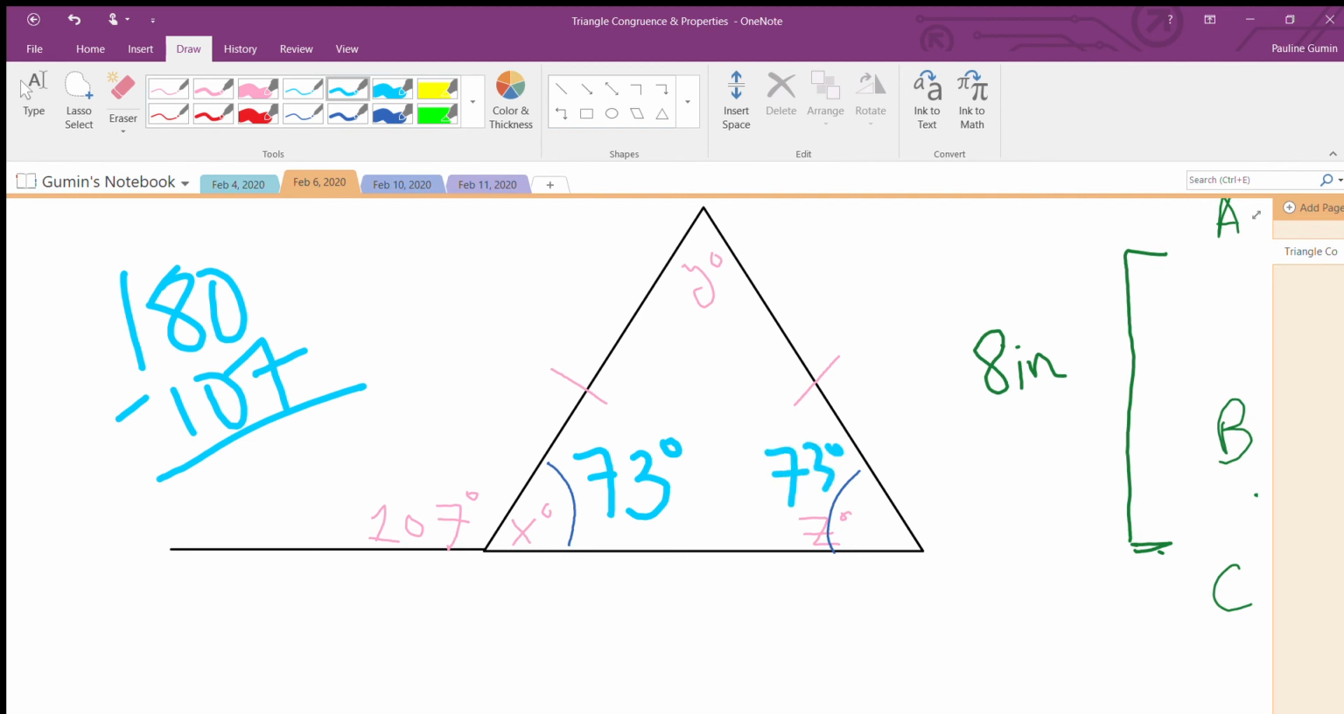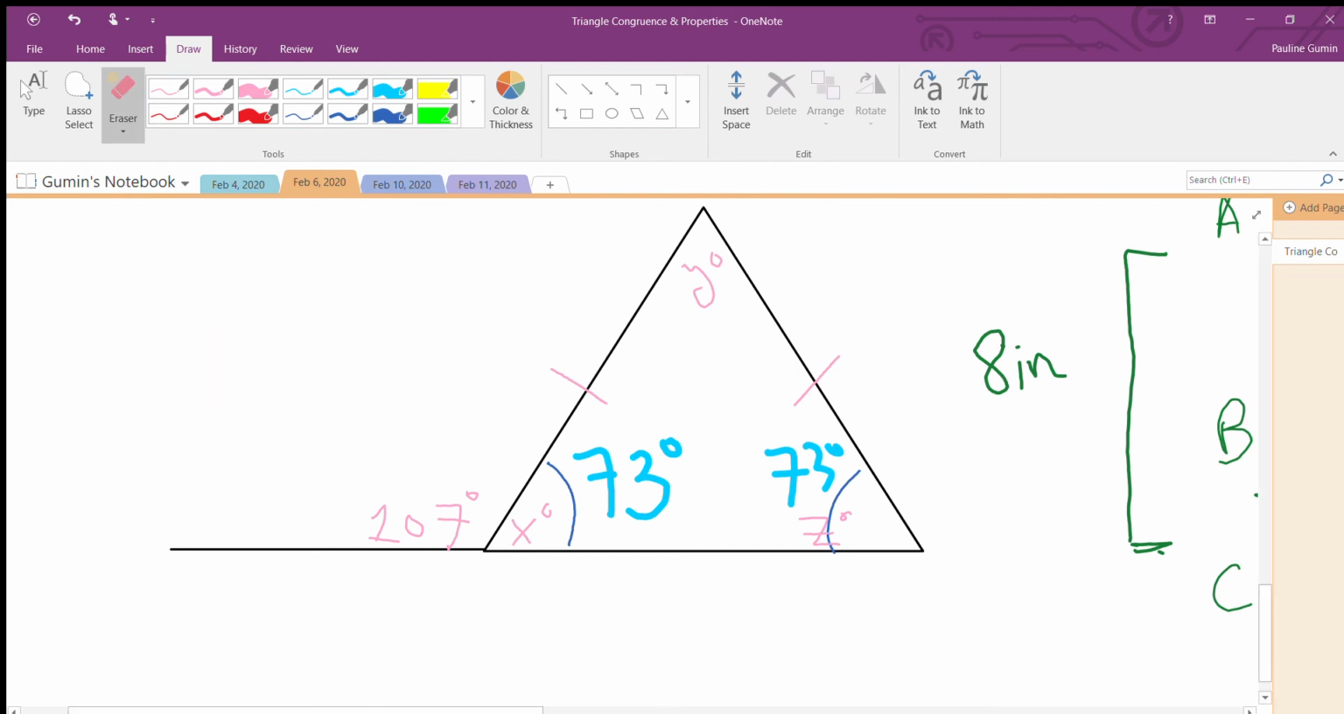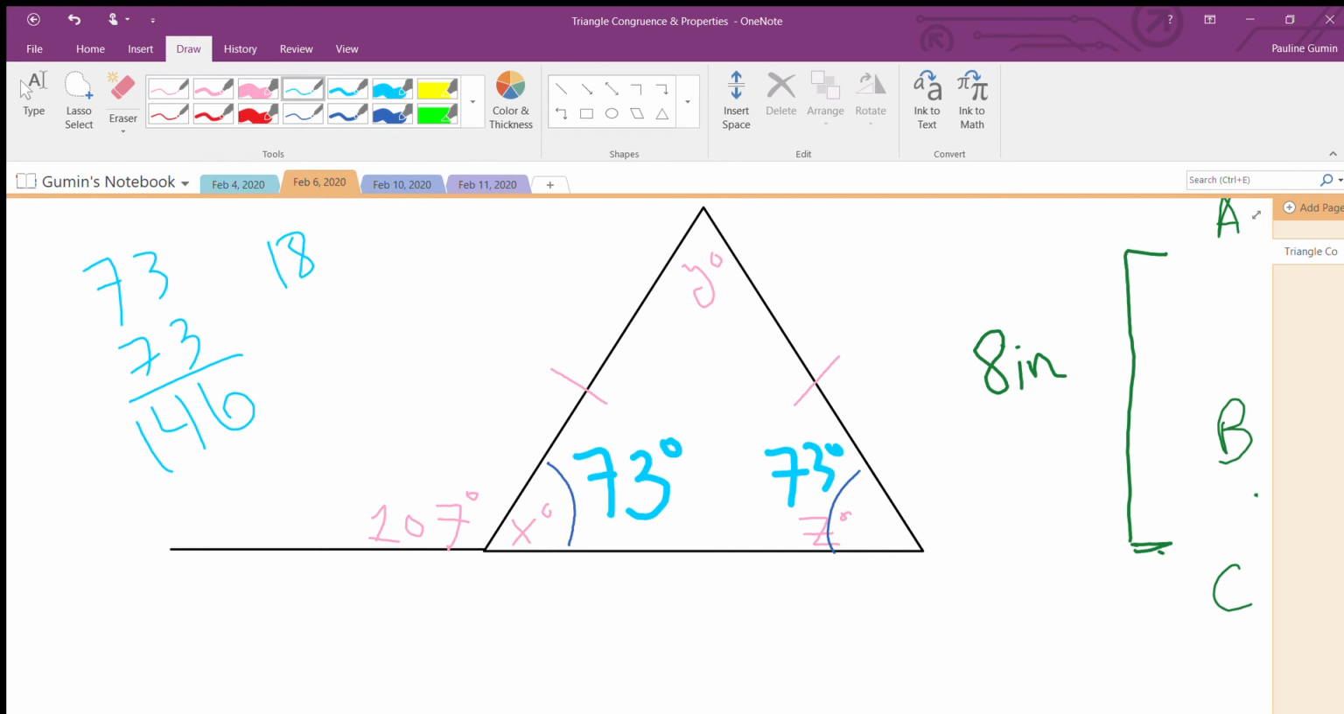Okay, we're almost done. A triangle has a total of 180 degrees inside of it. So, let's find out Y, the degrees of the variable Y, by doing 73 plus 73 to find out how much that is. So that's 146. And subtracting that from 180, Y is 34 degrees. Not bad.